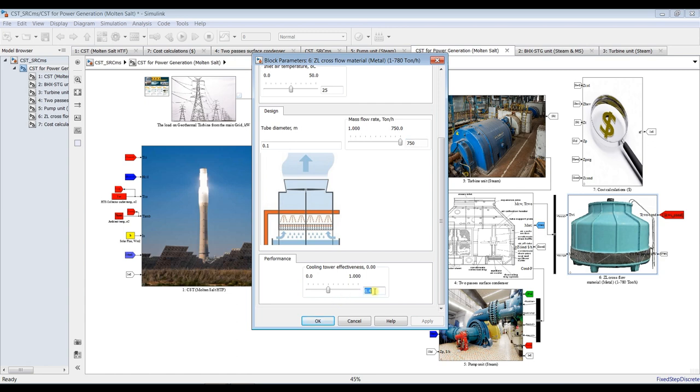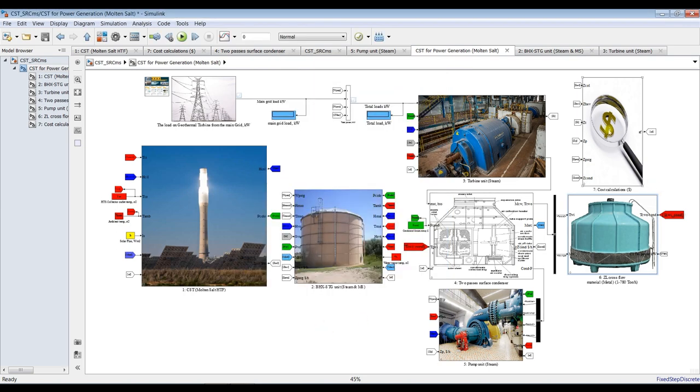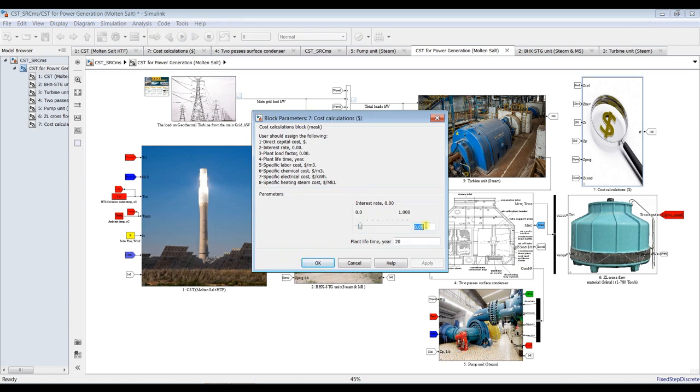For cooling tower effectiveness, it's between 0.4 up to 0.6, something like this. Suppose it's 0.4, and you can change this and see your effectiveness based on your design and so on. Cost analysis, we just need interest rate and plant lifetime. Suppose it's 25 years, okay. And interest rate 5%, quite normal.